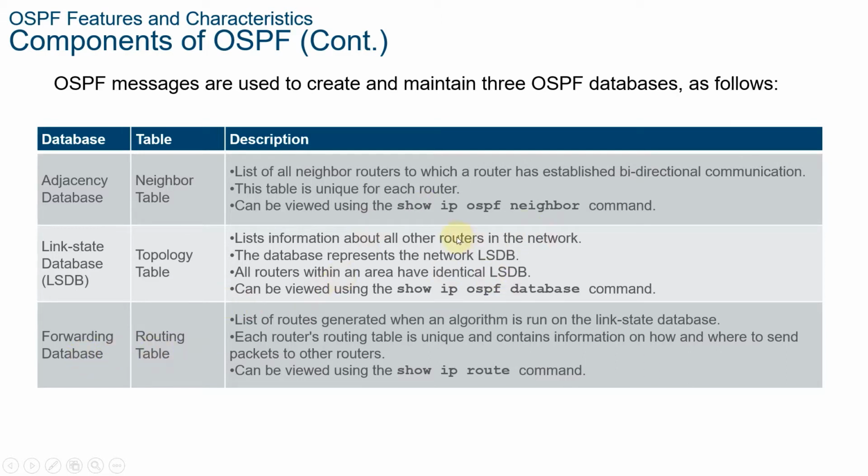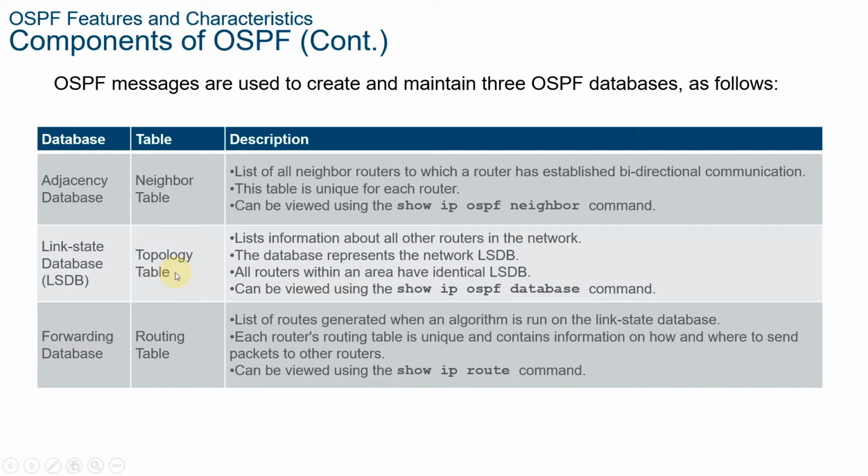Now, this table here contains a list of neighboring routers to exchange routing information. The tables are kept and maintained in RAM. In the following table, take particular note of the command used to display each table. So basically, if you want to see the content of the neighbor table, we can view it using the command show ip ospf neighbor.